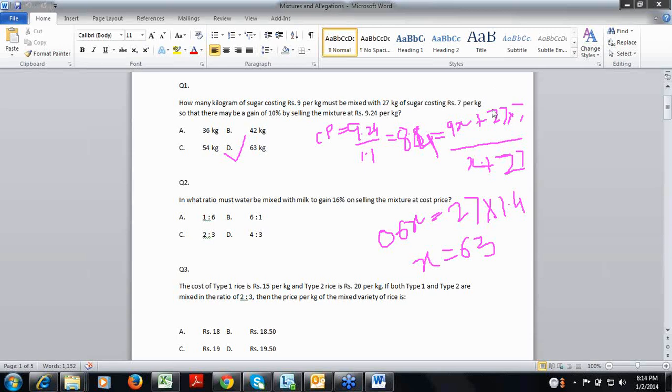Okay, a lot of people are getting it right. Shashank has got it right. A lot of people are getting it right. So it's an easy question. So we'll go ahead with the next question.